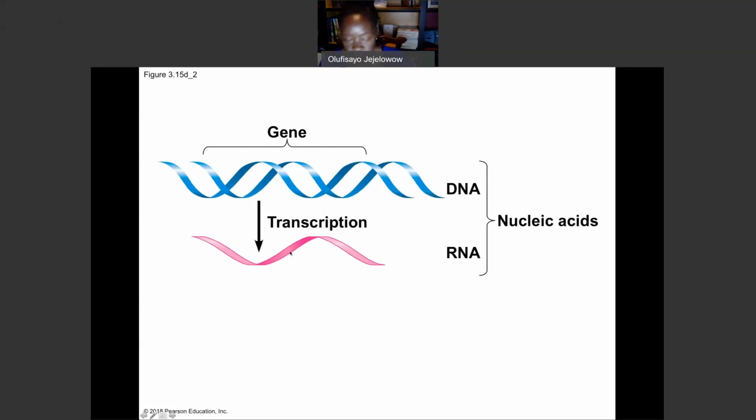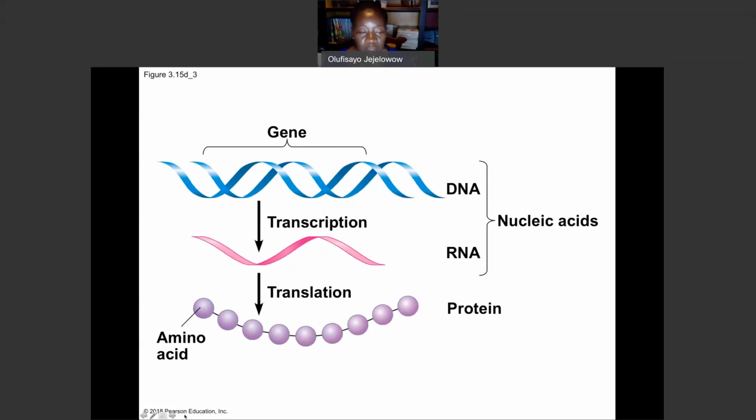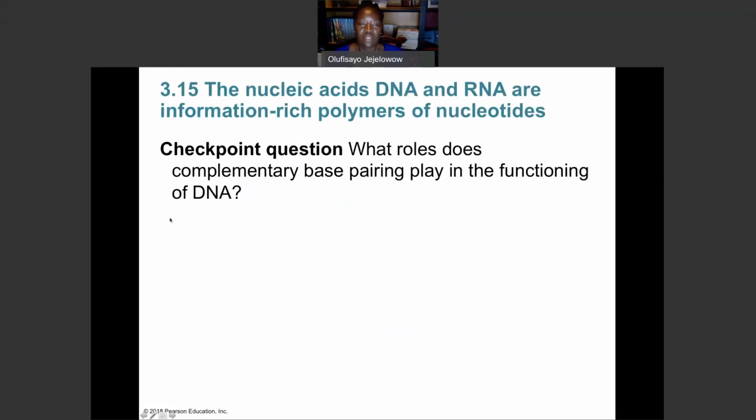And so RNA then gets the instructions, the information that's stored in the DNA by transcription, carries it to the rest of the cytoplasm. That information is translated into the making of amino acid polypeptide protein. So very important molecules of life.